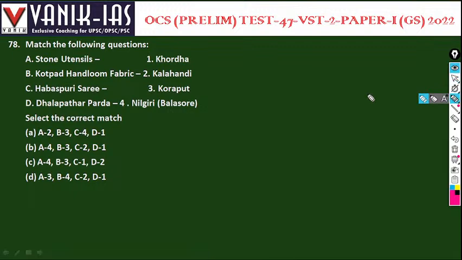Next question. Stone utensils, Kodha. Kotpad handloom fabric, Kalahandi. Hawaspuri sari, Koraput. Dhalapathar Parda, Nilgiri. Which of the following statements are correct? Arrange the following.